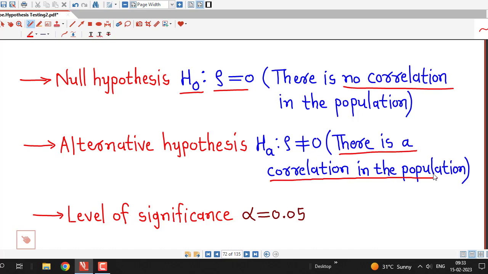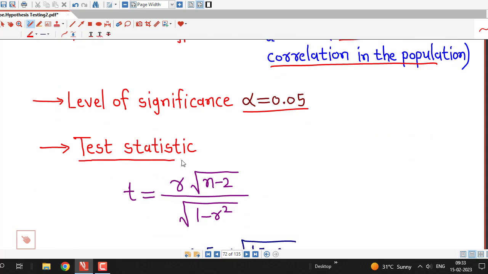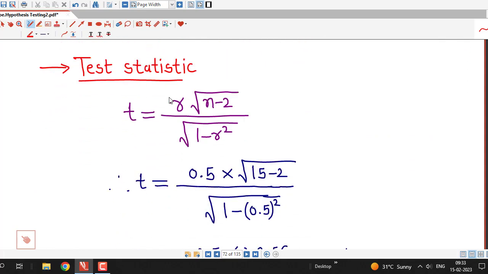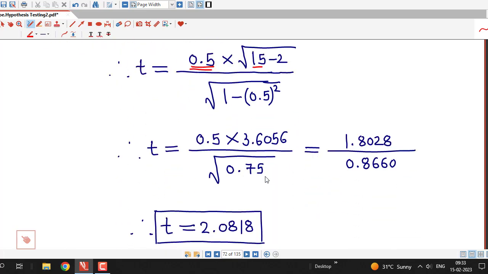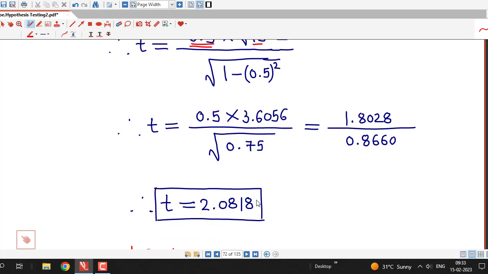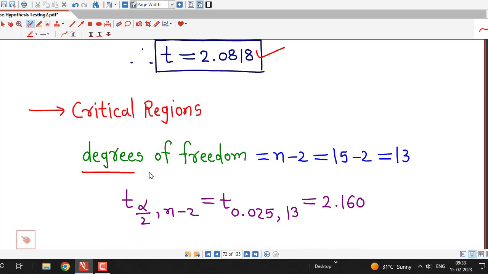The level of significance is 0.05. Now we calculate the value of the test statistic. The sample correlation coefficient is 0.5, so I substitute 0.5 here. The sample size is 15, and after doing all these calculations using my scientific calculator, I obtained the calculated value of the test statistic as 2.0818. Now to decide the critical regions, first I have to decide the degrees of freedom. So there are n minus 2 degrees of freedom for this t test.